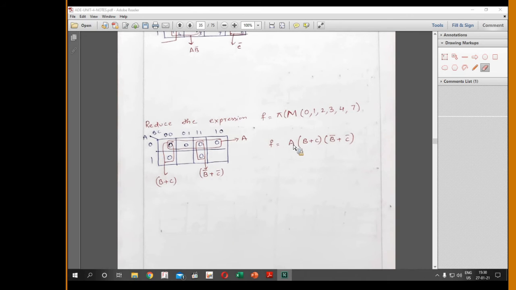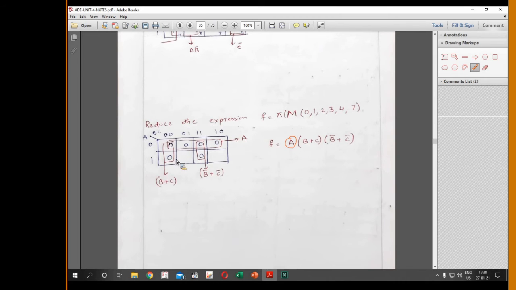Hence, it must be represented in POS form, so, product of sum terms. The first literal is A. I have to represent this as a sum term. So A OR of 0, you could represent as A.